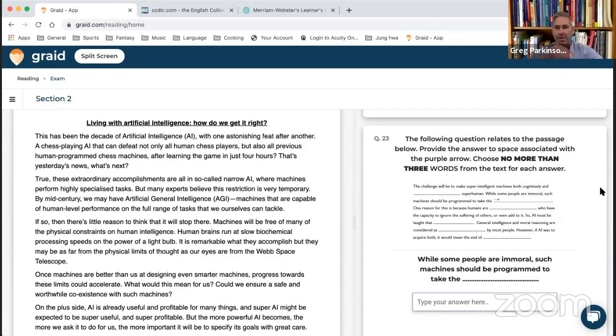So we're going to narrow in, try to find an easy one first to give us a start. So what we're looking for here: while some people are immoral, such machines should be programmed to take, right? So here, I would probably be searching for a keyword like immoral, because maybe a synonym for immoral might be unethical, but hopefully that's a word that we can find easily.